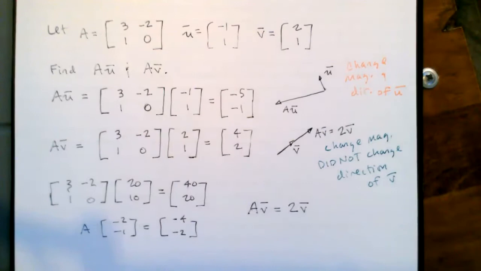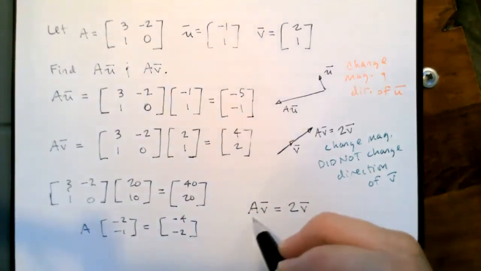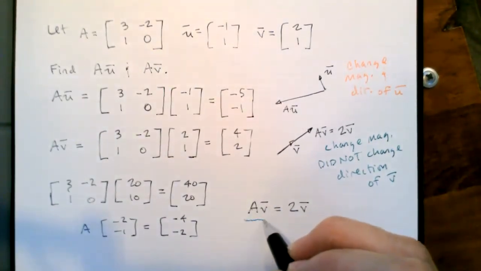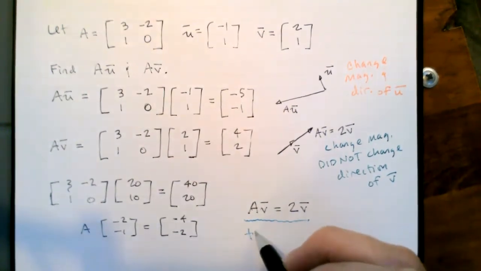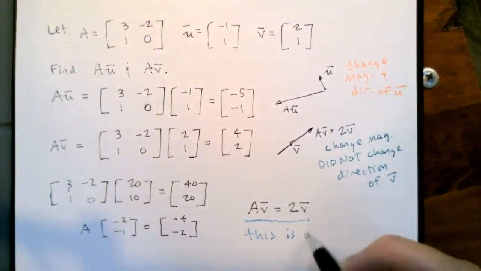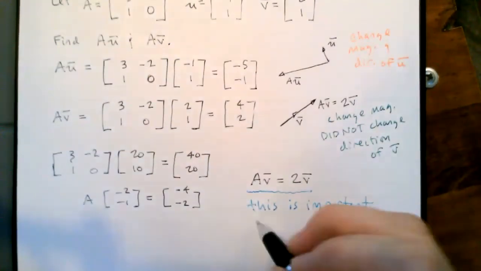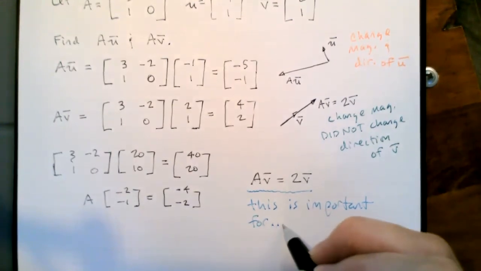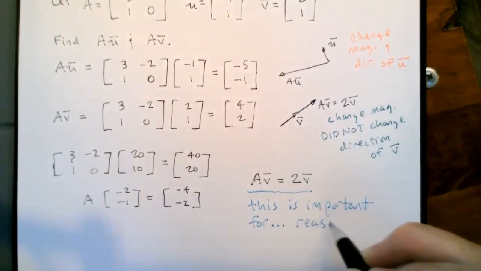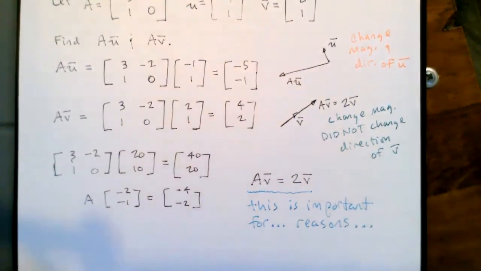So right now, for some reason, I'm calling out this as being important. But I haven't said why, for reasons. But that's what we're calling out. It is interesting when this happens. When we multiply a matrix by a particular vector, we just get a scalar multiple of what we started with.